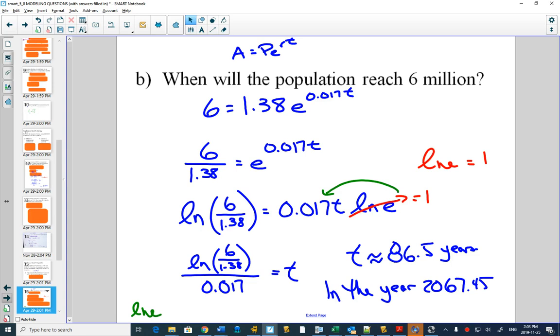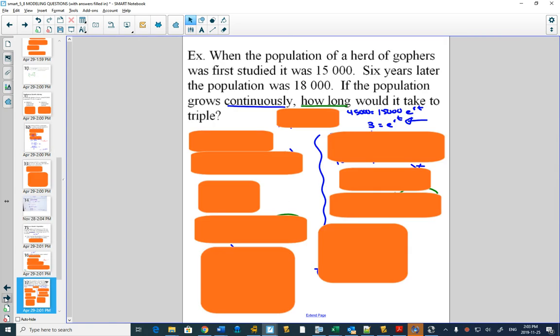Okay, and the last questions that I like to solve with populations. It's with animals. Population of a herd of gophers was first studied. It was 15,000. 6 years later, it was 18,000. If the population grows continuously, so this continuously part tells you that it's the PERT formula. That's in the old curriculum. It would have been that way. Now they would give you that formula. Using the formula PERT, A equals PERT, or whatever letters they choose to use. Okay, how long would it take to triple?